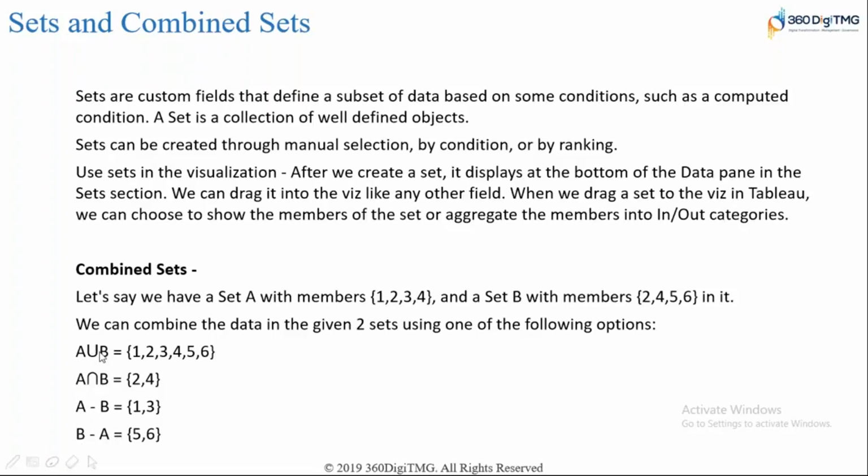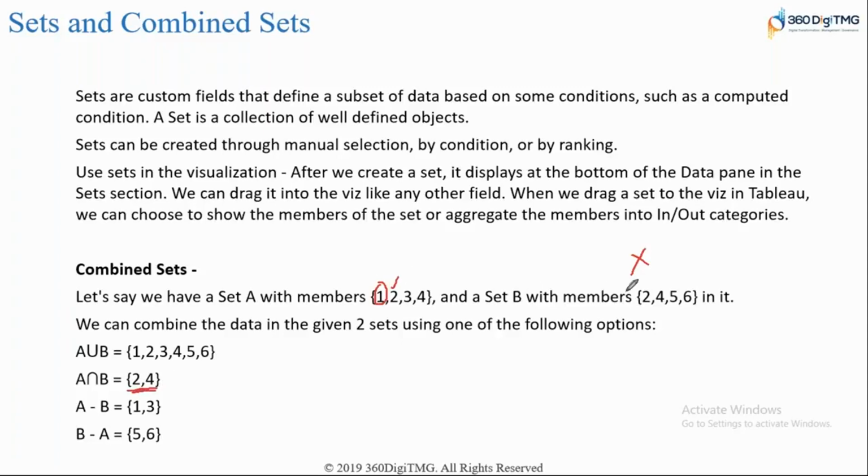What will A union B give us? A union B will give us all the members from both the sets: 1, 2, 3, 4, 5, 6, all the unique members present in both sets. You can have A intersection B. A intersection B means only the members that are present in both A as well as in B. Shared members, common members. One is here but not here, so it did not come up in the result.